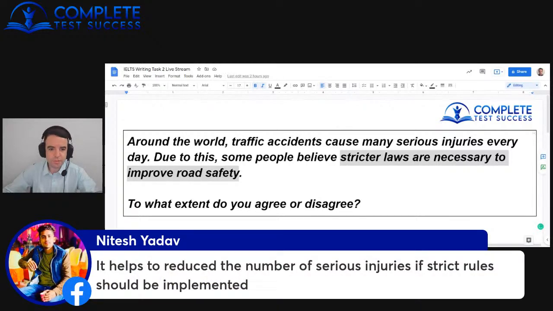It helps to reduce the number of serious injuries if strict rules would be implemented. This is too vague. This is relevant, but it's too vague. I don't know why it would reduce the number of serious injuries. And that's what we want. We're saying stricter laws are necessary to improve road safety. So yes, we want to know how stricter laws will result in a reduced number of serious injuries. So you need to tell me how that will happen, or the main idea why you think that would be the outcome.